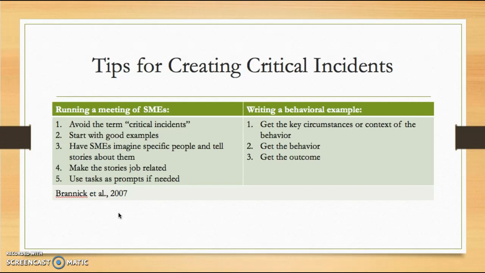So if the SME tells you that so-and-so was creative and that's all they're able to give you, then in turn ask, how were they creative? What did they do to seem creative? And then obviously you need to get the outcome. The outcome should be a direct result of the behavior, so it will tell you if the behavior was effective or ineffective.